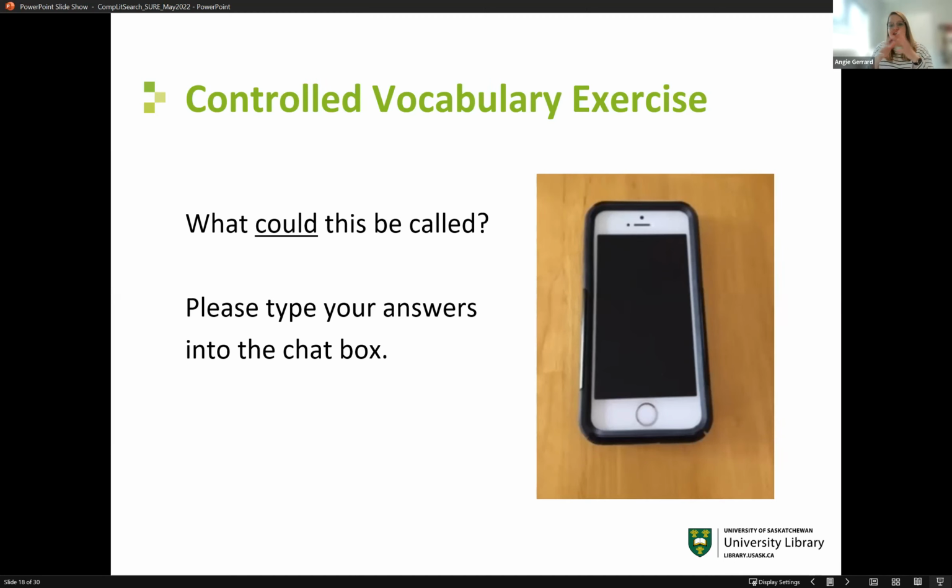If you were looking at an object like this, is this a mobile device? Is this a cell phone? Is this just a phone? Is this a specific type of phone? Is this an iPhone? Is this an Android? That kind of thing. It's that idea of what could people be calling this thing, right? Not that it's such a foreign object, but it's about thinking outside the box about what this could be called.